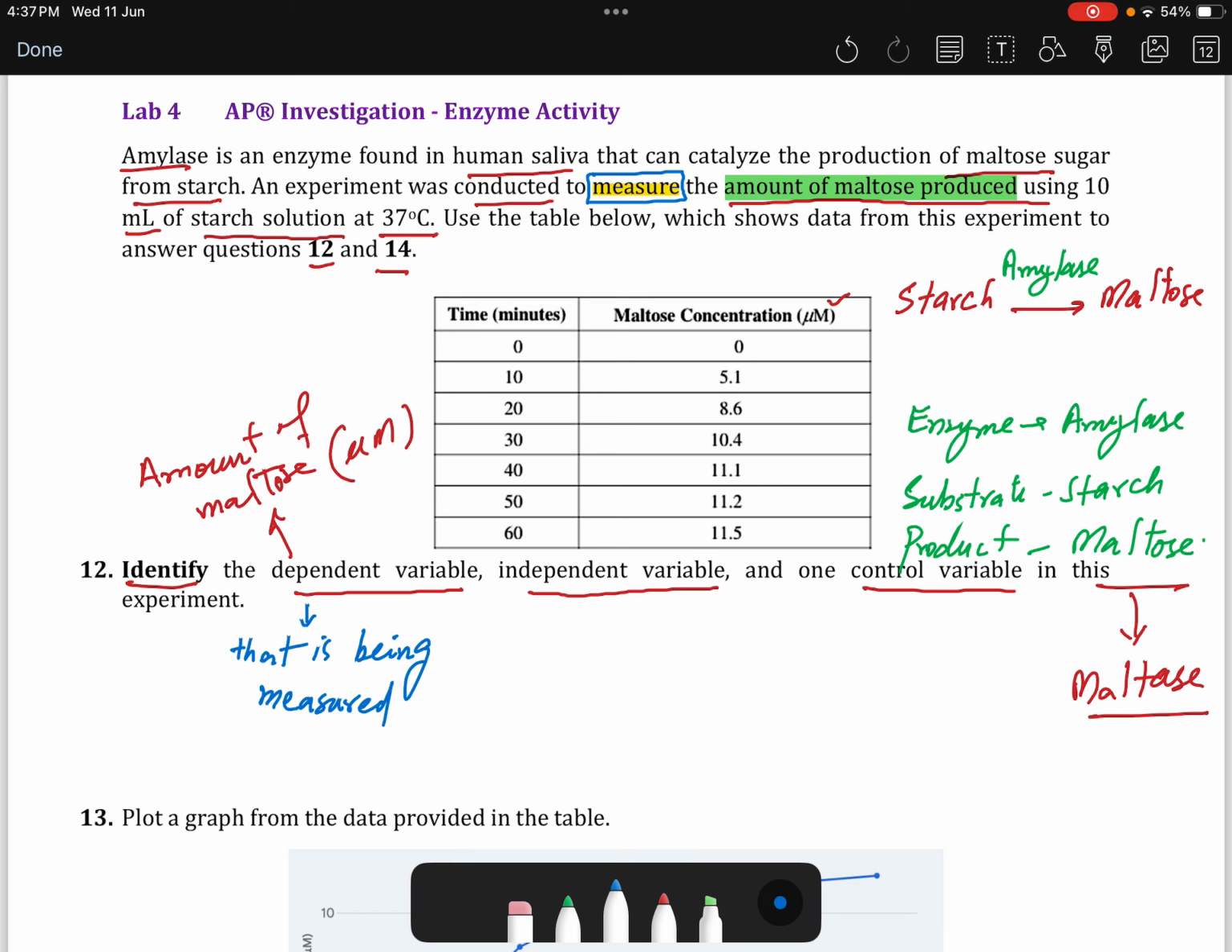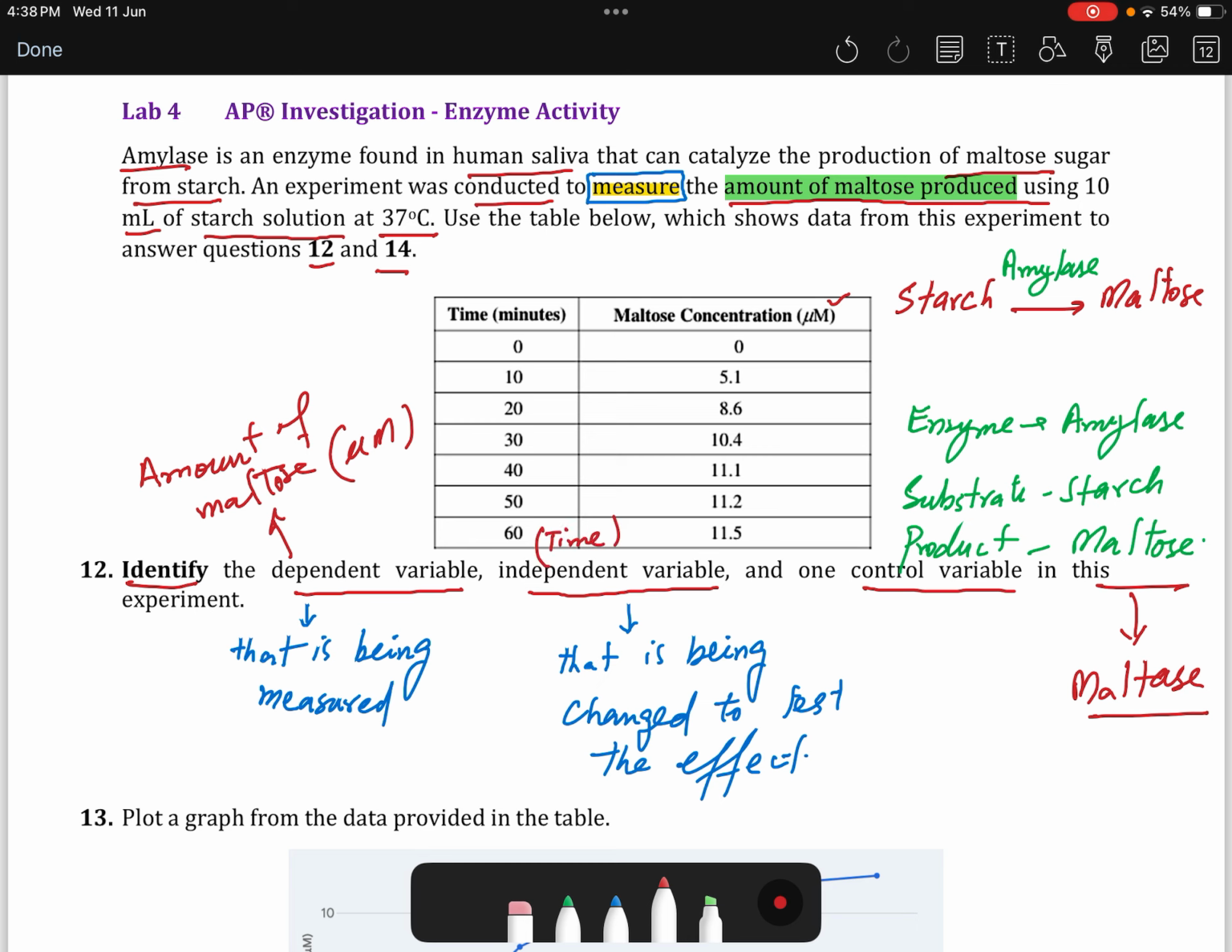Independent variable is anything that you change, that is being changed to test the effect. And what are they changing over here? They are changing the time. So here the independent variable is time. As you change the time, you see that the maltose concentration produced is being changed.